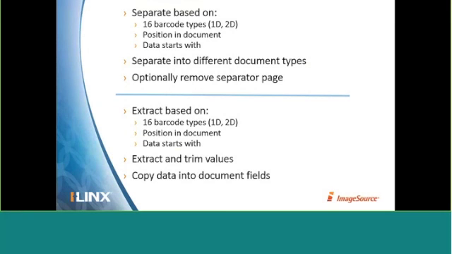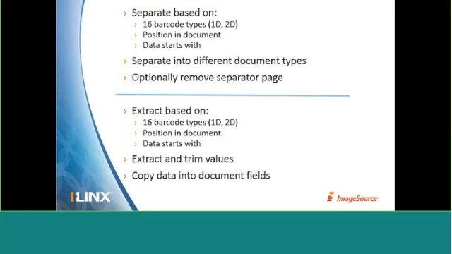All right, so let's talk about each one of these use cases separately here. Let's start with barcode separation and extraction. ILINX Capture can separate documents out of a batch based on 16 different types of barcodes, one-dimensional and two-dimensional.